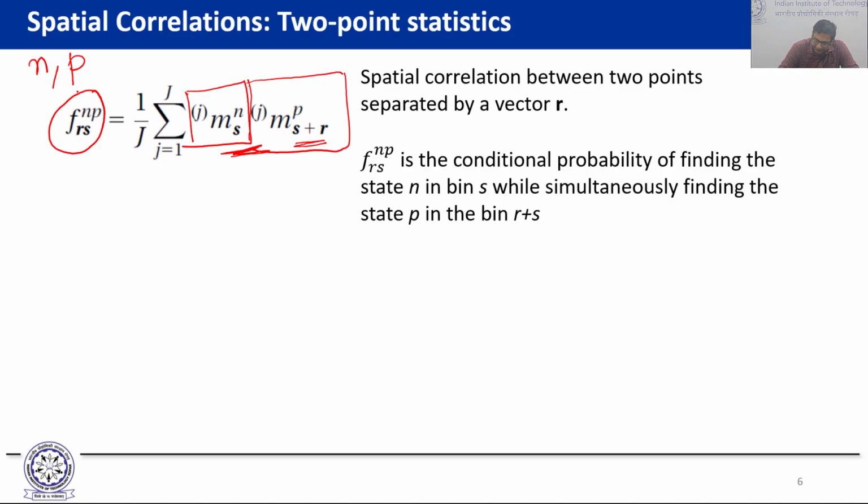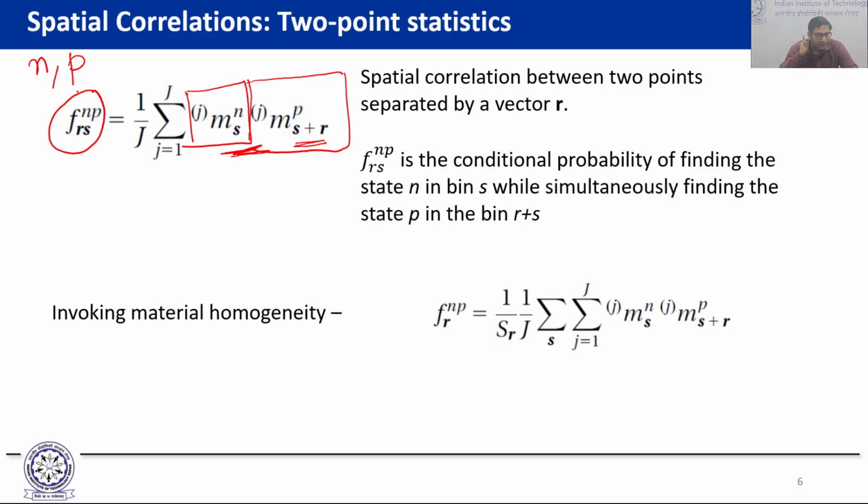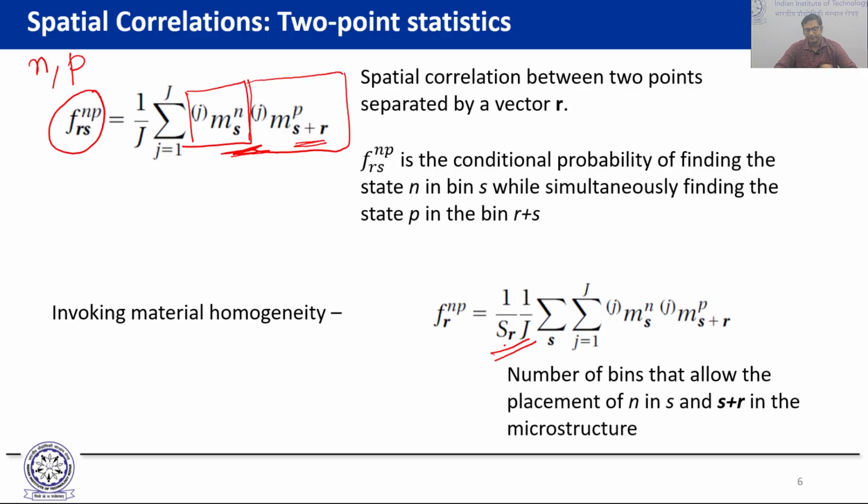Now once again, if we make the assumption that our material is homogeneous, we can simplify this a little bit more, and so what we can do is take a double summation. So we are summing it not only over the entire ensemble of microstructures but also over every single bin in all of those microstructures, and then I'm averaging it out, which is why I'm dividing by the number of microstructures in the ensemble times the number of bins or number of cells in a given microstructure.